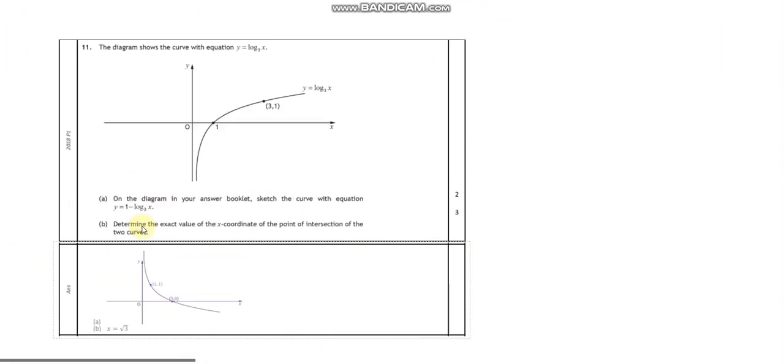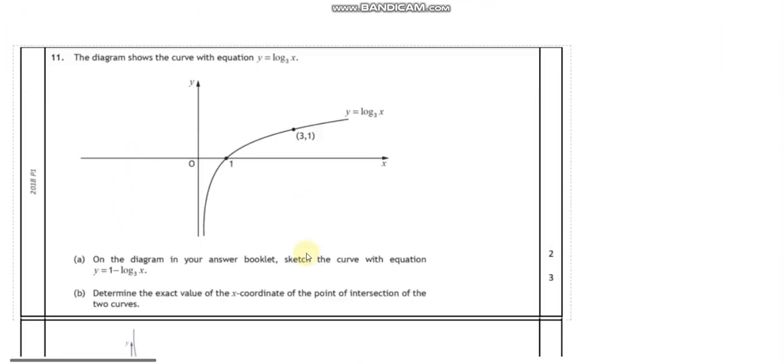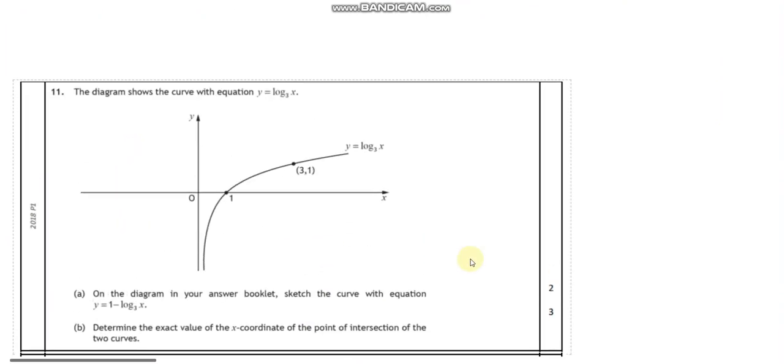This is the last thing, and it's not really logs. It's more to do with graphs, which we actually covered in other videos. But I'll just quickly go through a little bit of this, just one video. I don't want to spend too much time on it because it's similar, like I said, to the rearranging you do in the other one. So, sketch the curve 1 take away log 3x.